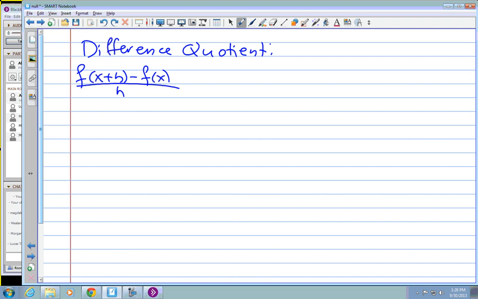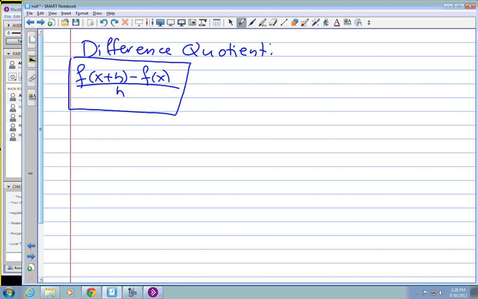So when I say difference quotient, this is what should pop in your head. If that does not pop in your head automatically, just think that it's nothing but the equation for a slope. It's change in y over change in x. That's what it is. That's how we came up with that. Change in y over change in x.